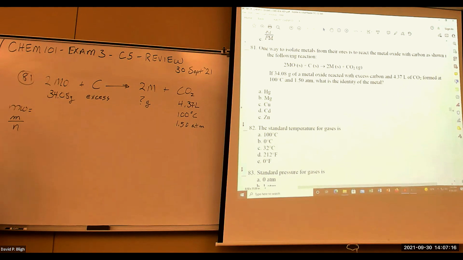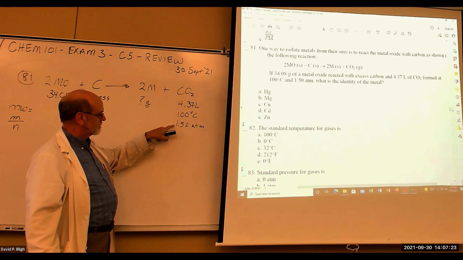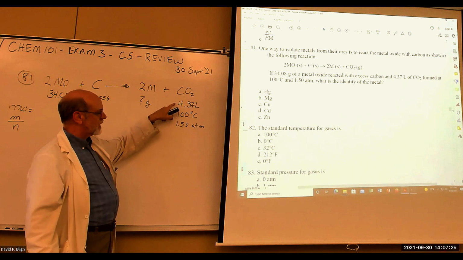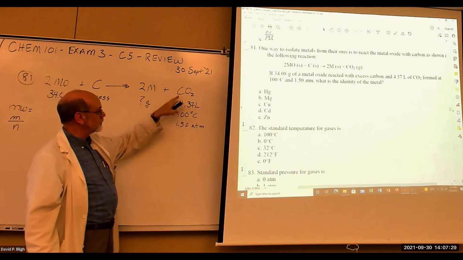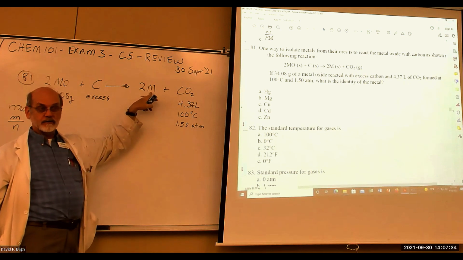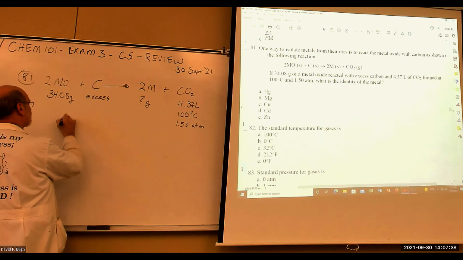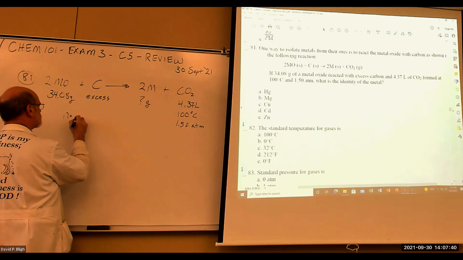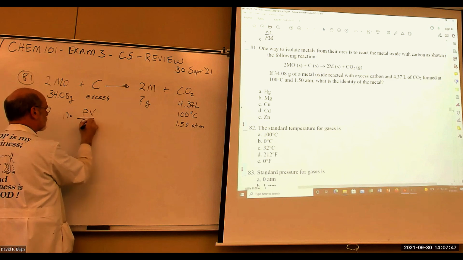So how can we get at the moles? Well, we've got a gas here with these conditions: pressure, temperature, volume. We can use PV equals nRT to find the number of moles of CO2, and then use stoichiometry to find out how many moles of M there are. So let's see, n equals PV over RT.